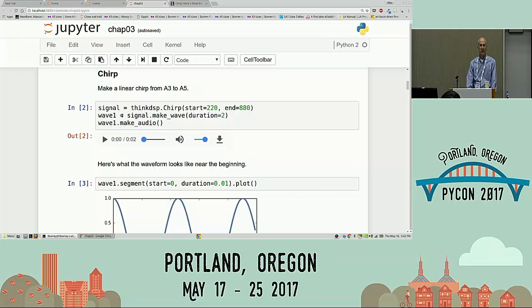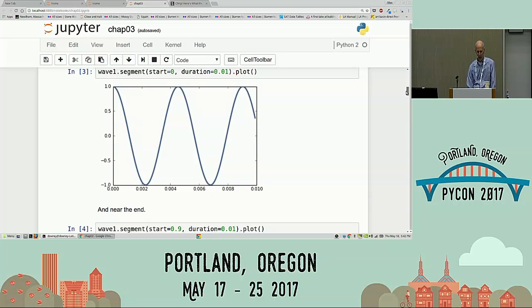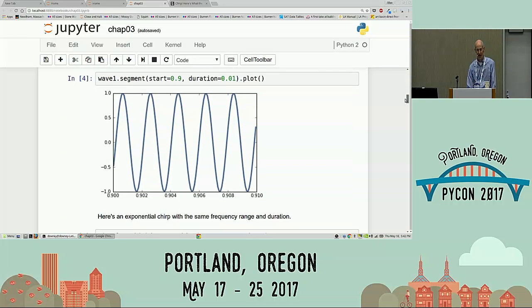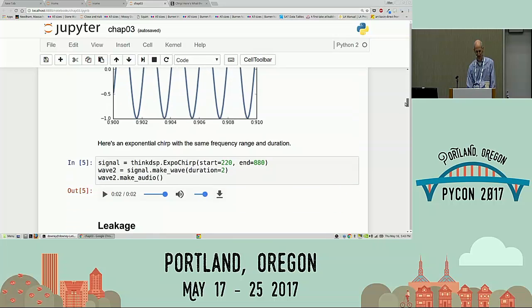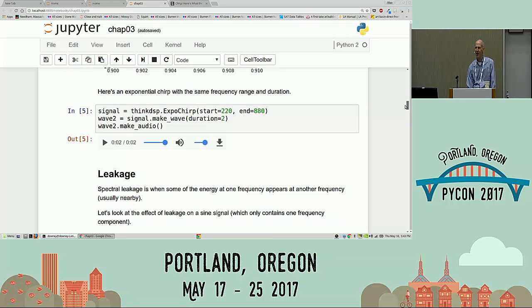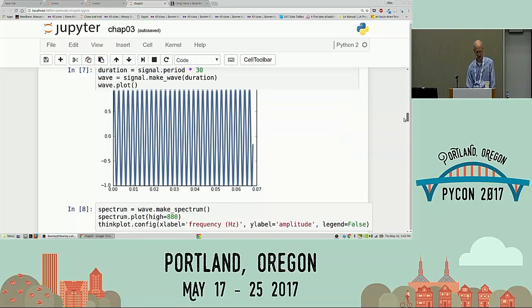Okay. If you've had a chance to play with this, you've heard what a chirp sounds like. So that's moving linearly from 220 hertz, which is relatively low on the piano, up to 880 hertz. So that's a 2-octave sweep. If you look at the first part of the curve, it looks like this. It's at relatively low frequency. The end of that waveform looks like this. Clearly, it's a higher frequency. I think I won't talk about exponential chirps today.